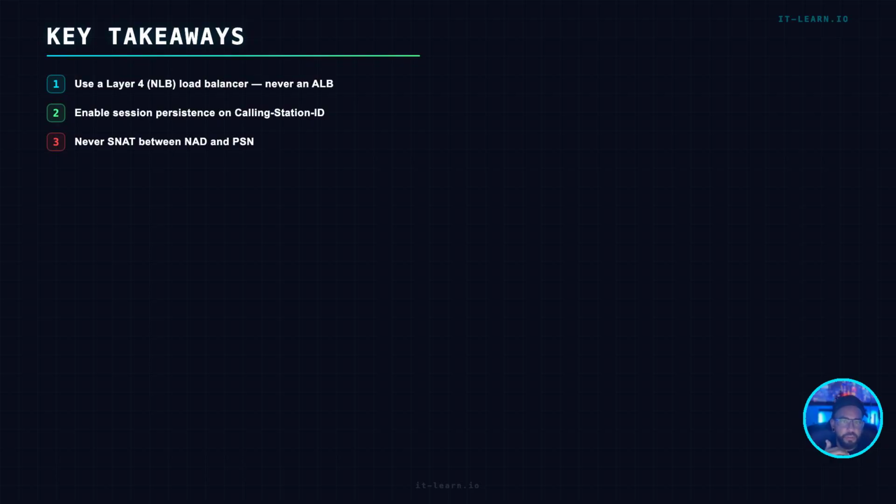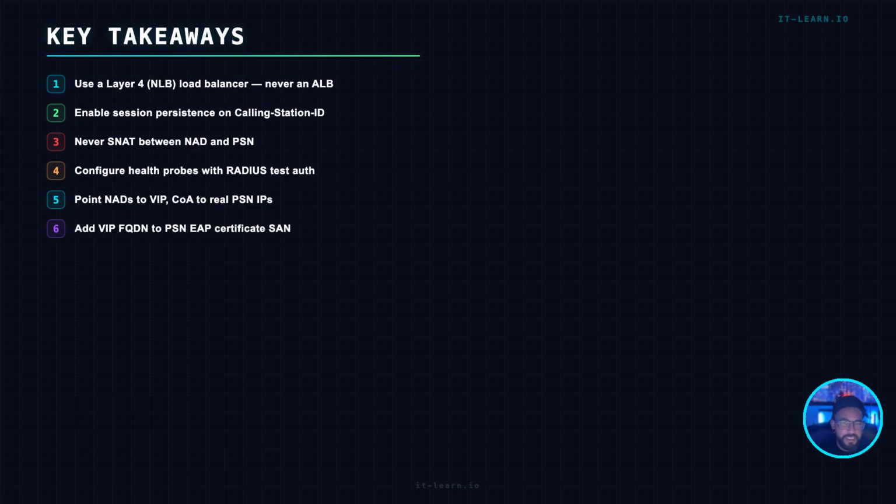Number three is to make sure to enable session persistence. Key on the calling station ID with NAS IP as your fallback. Set the timer well beyond your reauthentication interval. Number four, never use SNAT in the NAT to PSN path. Use the transparent or routed mode. SNAT breaks NAS identification and kills the change of authorization.